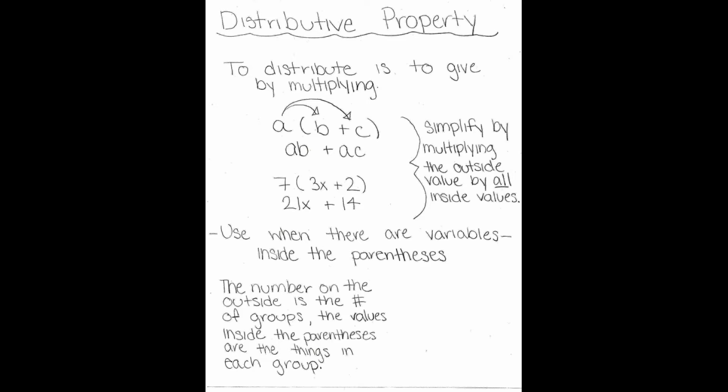We use the distributive property when there are variables inside the parentheses. If there are no variables and just constants, we can simplify using PEMDAS. The number on the outside is the number of groups. The values inside the parentheses are the things in each group. This is our standard mode for multiplication. We are multiplying the number of groups by the number of things in each group.